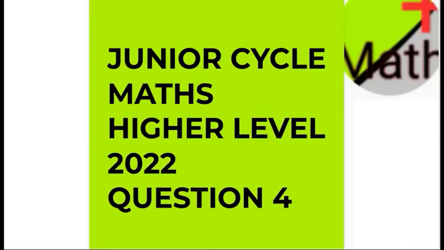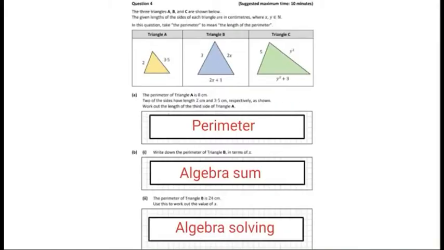And we're on to question 4. So let's have a quick look at the exam question. The first part, we're just going to work out the missing length here, given the perimeter. That's pretty straightforward. On to part B now, where we're going to look at a triangle with algebra. That means we're going to have to sum up the three sides and get a result in algebra. So again, just adding your x's there, pretty straightforward.